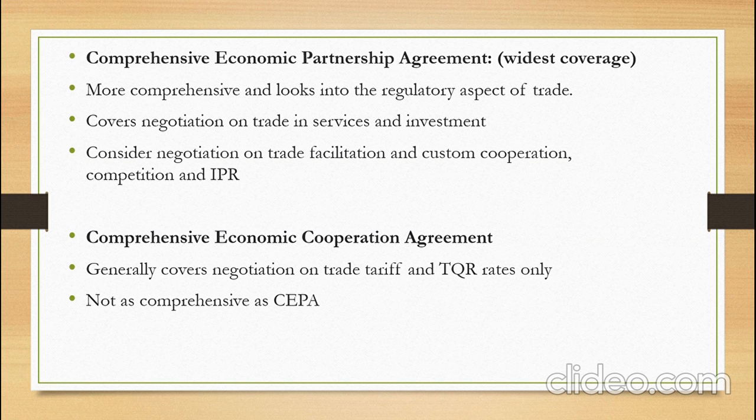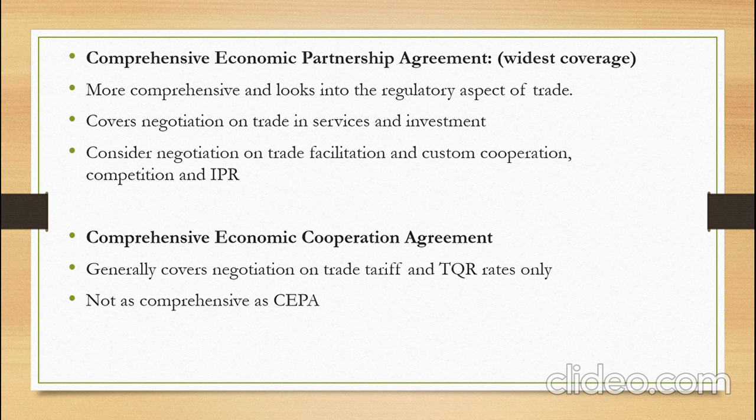So if the government wants to give a push to any specific sector in the economy, then it also invites investment from outside towards that sector. Recently, we have seen that Canada was the country the finance minister approached, so that it can invest in specific sectors in India. This type of agreement comes under the Comprehensive Economic Partnership Agreement. And the third one considers negotiation on trade facilitation, customs cooperation, competition, and IPR. IPR has to do with patent rights.